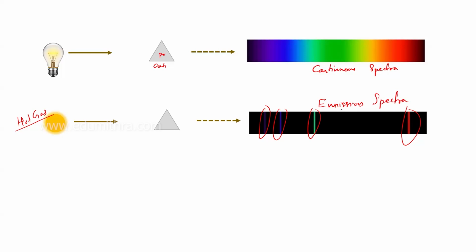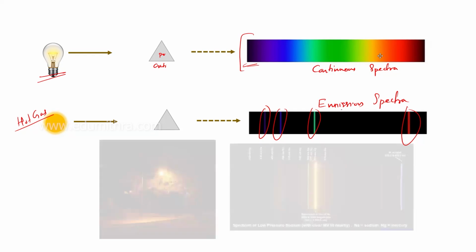If it is a hot gas, some gas heated to a high temperature so that it glows, then that light will give certain fixed lines, and it is called an emission spectrum. Now let's take the same continuous light. We know that this incandescent bulb will give you a continuous spectrum like this, and we are allowing that light to pass.